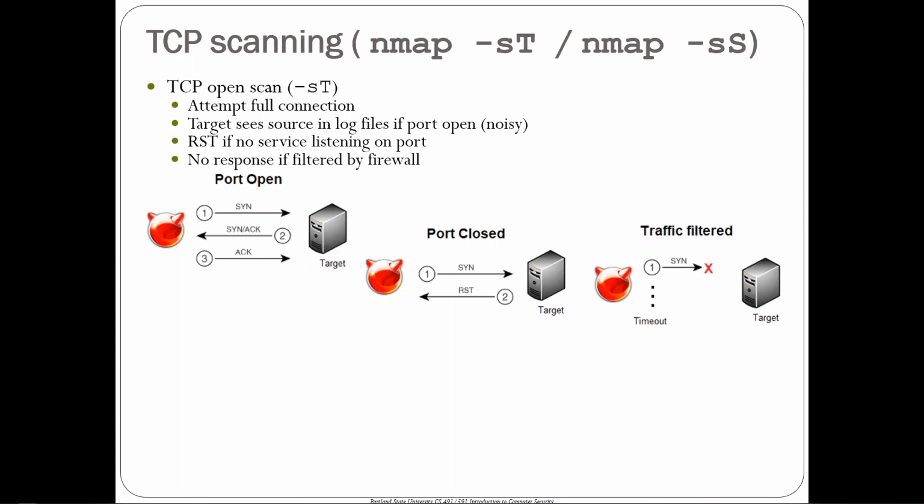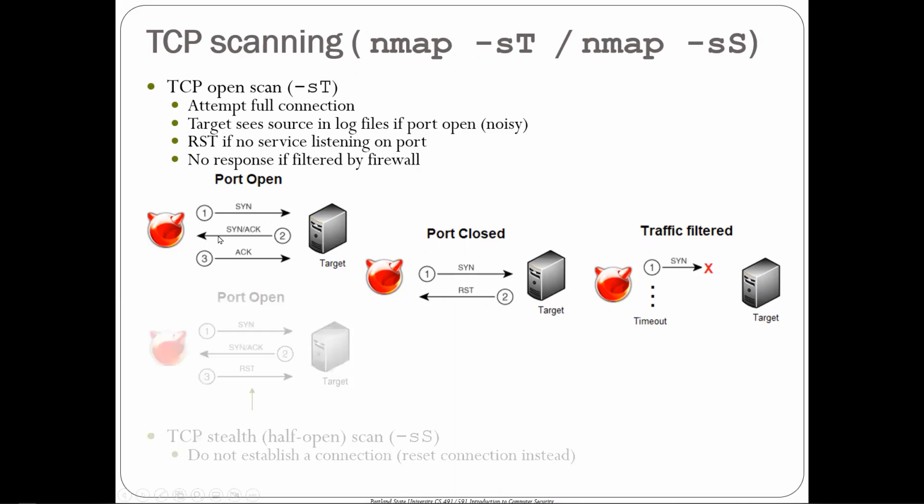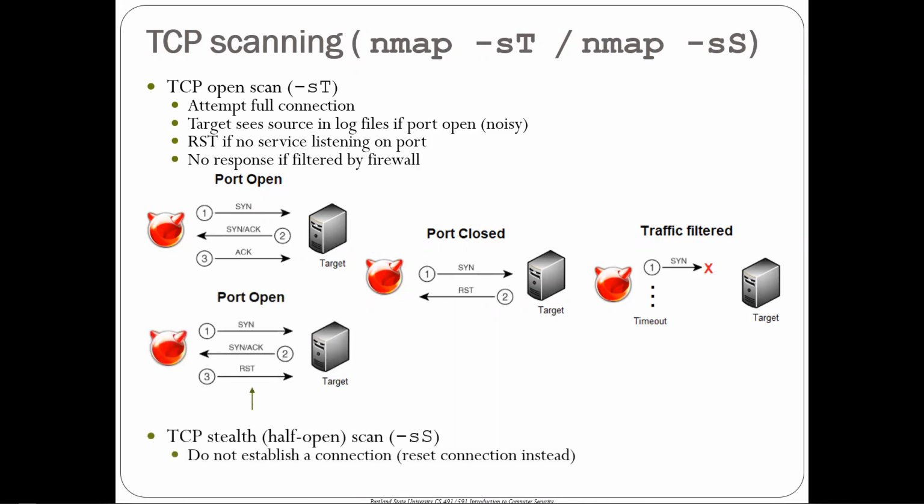Okay, so you get no response if that thing is filtered by the firewall, but here the target knows who has scanned it. This leads to a stealthier option. This is the half open scan. And the port closed and the traffic filtered cases are the same. But when you do this three-way handshake, if you get a SYN-ACK, you can immediately stop as an attacker, and you can send a reset connection.